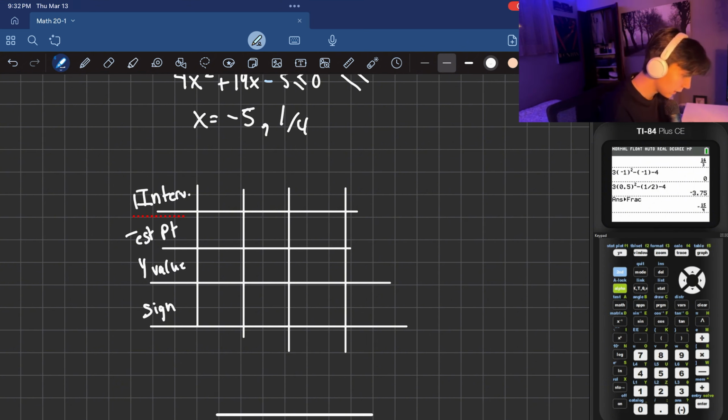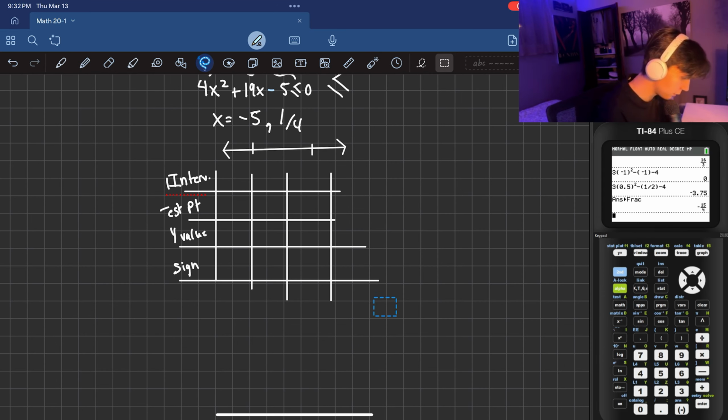So again, with both methods, you're going to be using a number line. So make this little number line here. Again, it doesn't have to be the most beautiful thing. You're just graphing your two numbers.